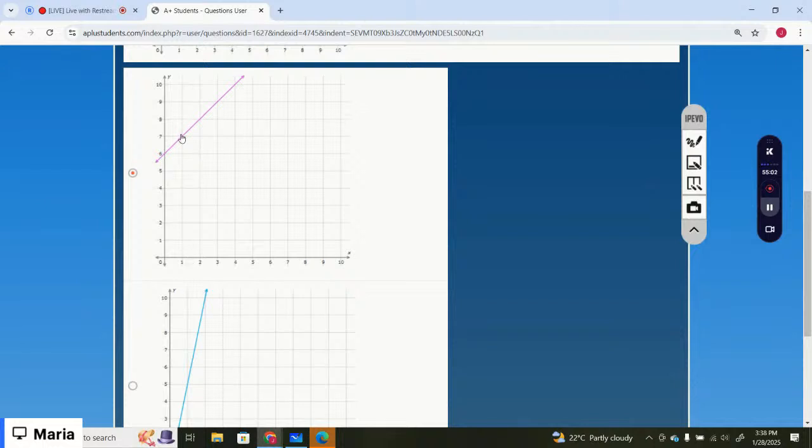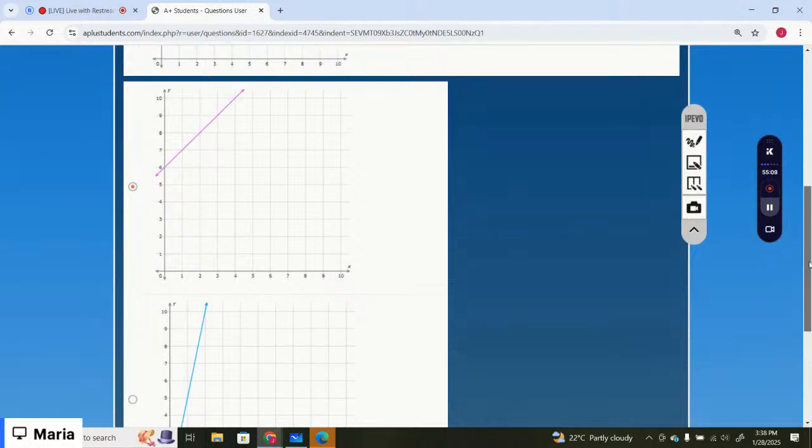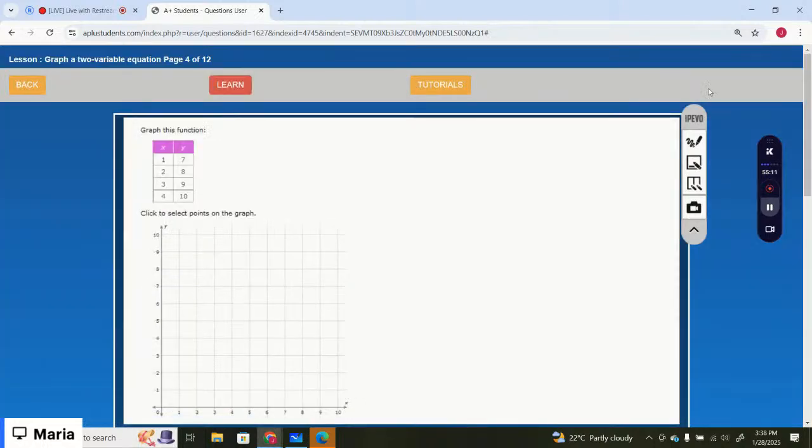X is 1, y is 7. X is 2, y is 8. X is 3, y is 9. See that all the values match with this one. So option number 1 is the correct option.